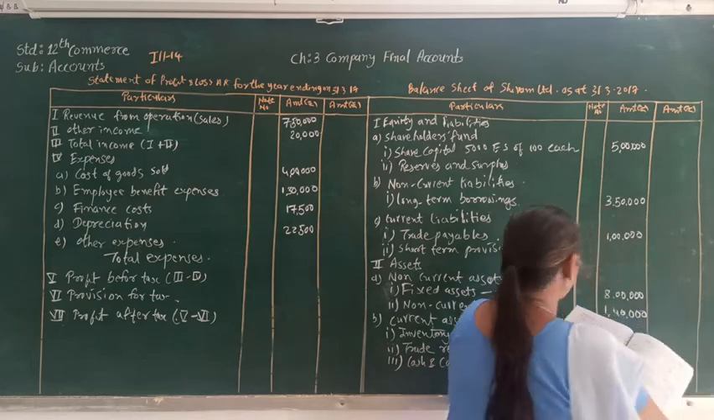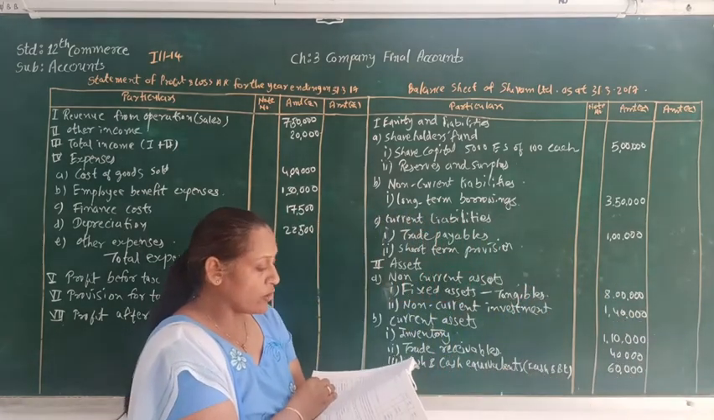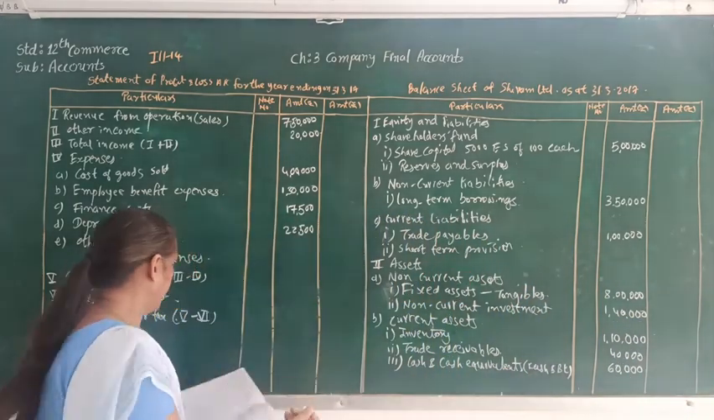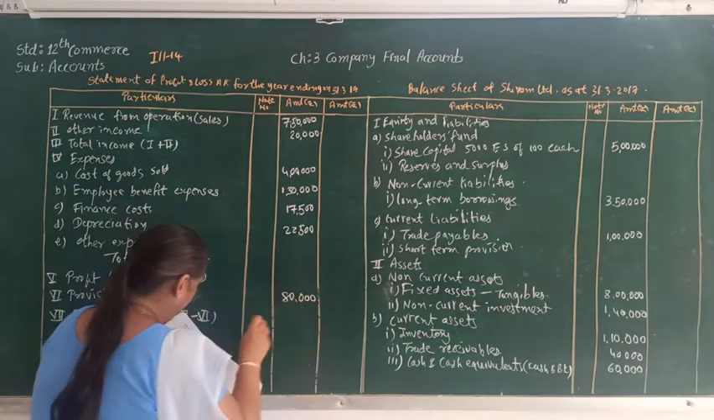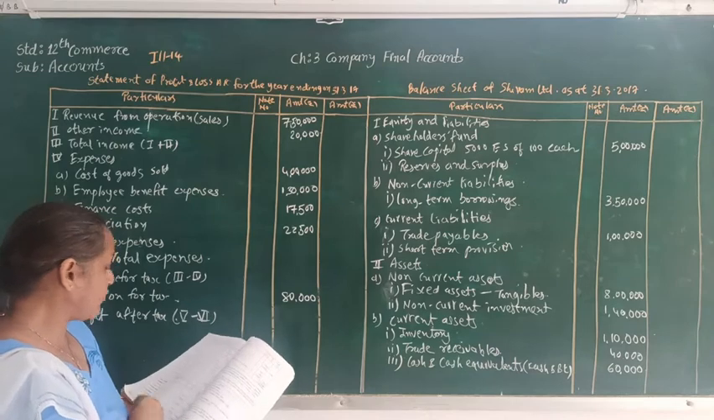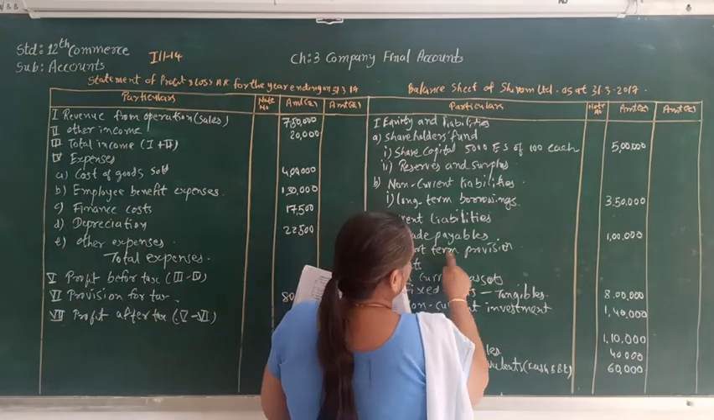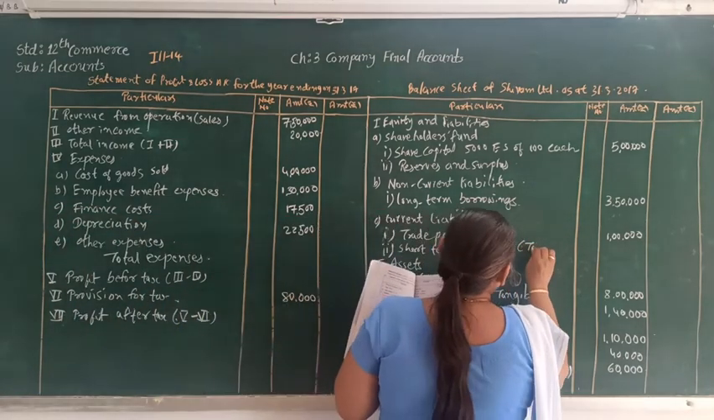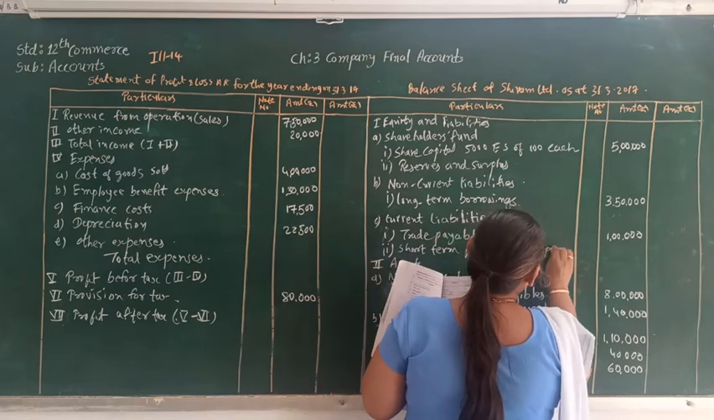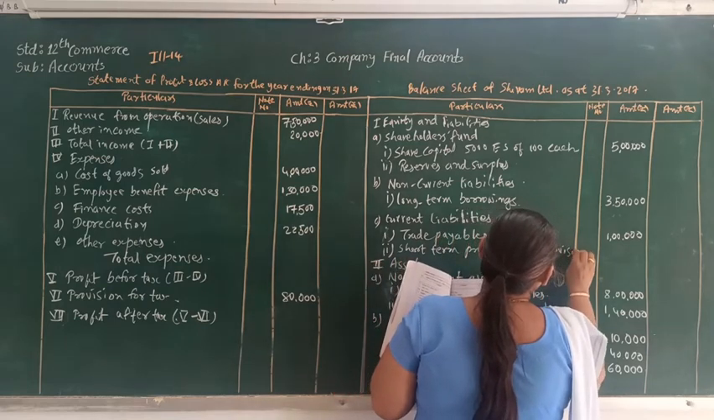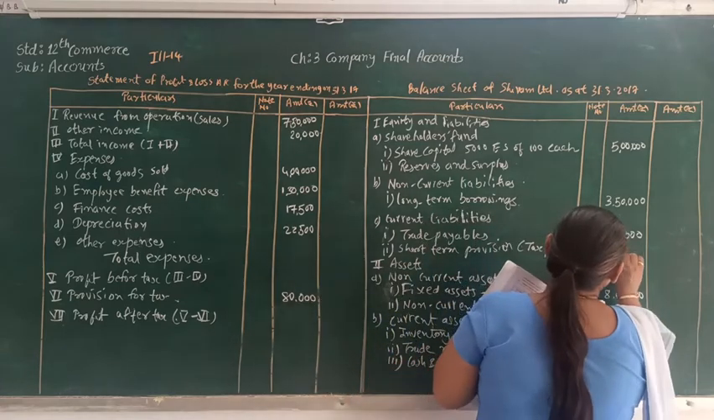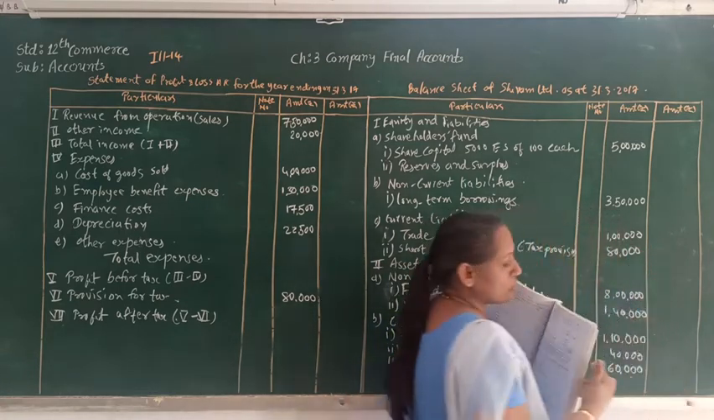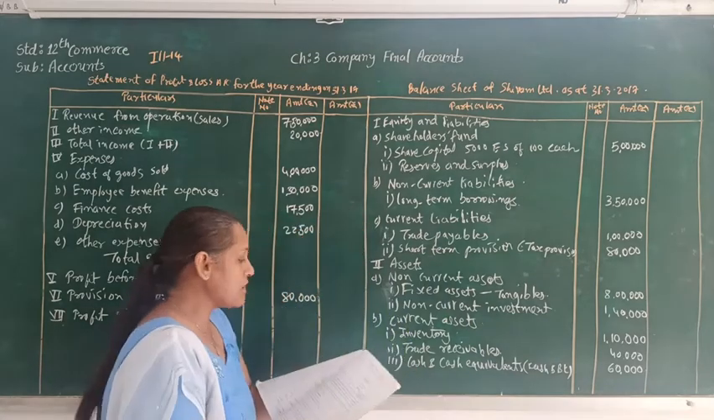Now in the adjustment we can see that the provision for tax is 80,000. That's supposed to be written over here, and it has a second effect. The second effect of provision for tax is short-term provision, tax provision. So here it will be 80,000. So that's it. Here we have already kept all the balances.